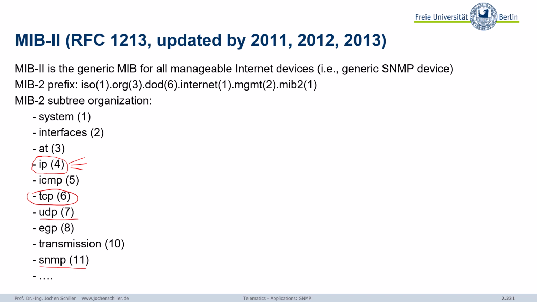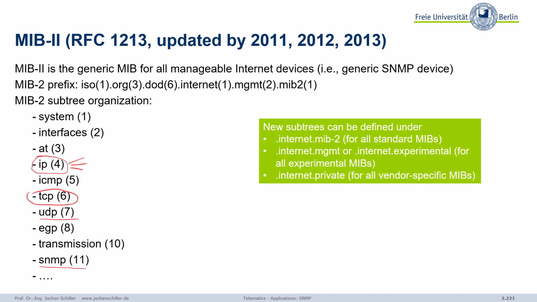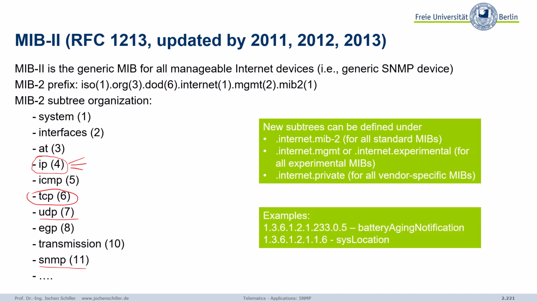So the idea here is we can define, under this internet management MIB-II, a lot of new entries here, and then there are some more for experimental management information bases, for vendor specific, etc. And a simple example is if you want to know what's going on, battery aging, you ask for 1.3.6.1.2.1.233.0.5, and there you will find in a standardized way how this is described, battery is aging.